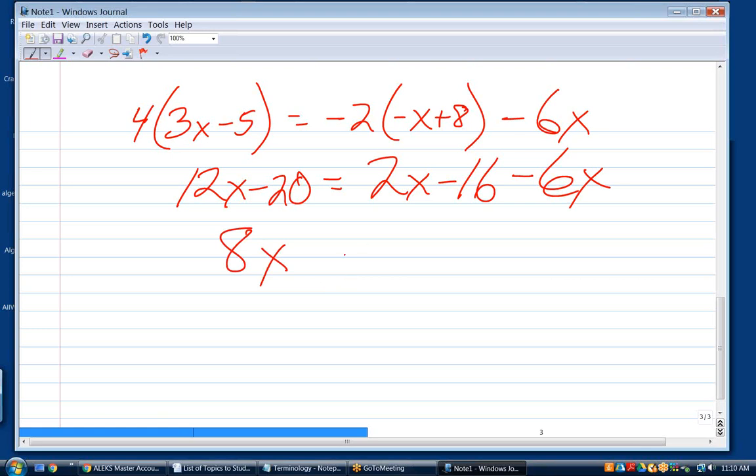8x is equal to negative 36. Wait, negative 20 minus 16. Okay, this is a common error that you've made in the past. I remember it from last year, actually. Always remember, you have to do the opposite. You're not subtracting 20 from the right side.